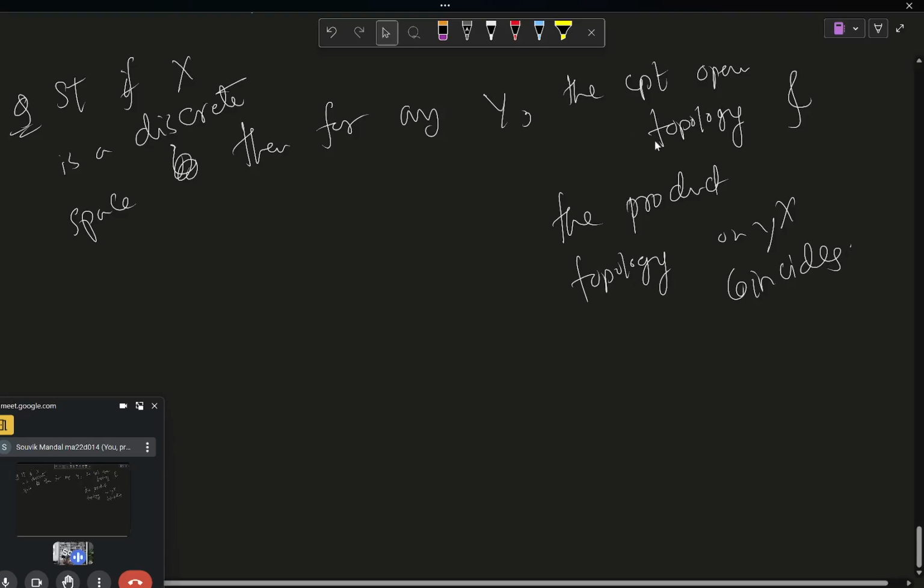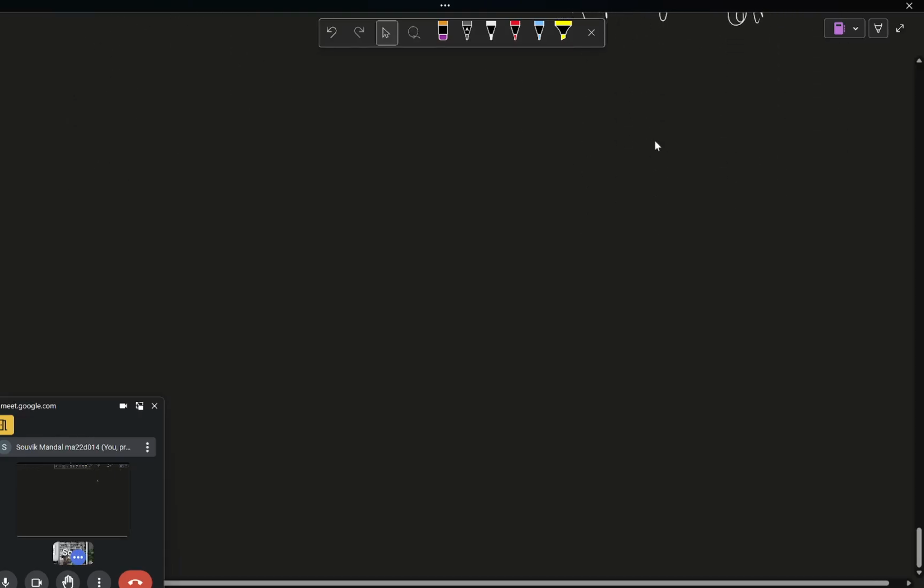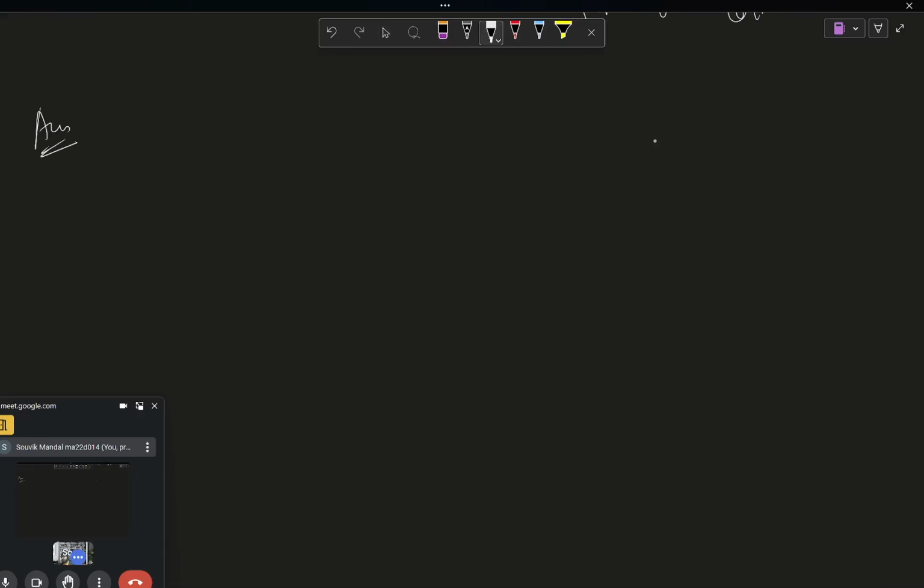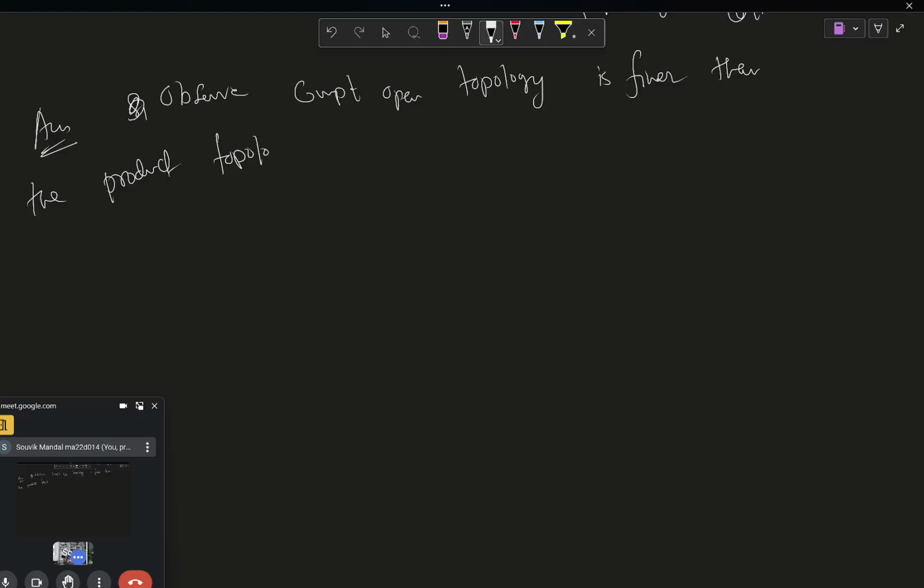Okay. So the thing is, if X is not discrete, then for a space Y the compact-open topology and the product topology on Y are not the same. So first observe that we have seen something earlier, that the compact-open topology is finer than the product topology. Right.